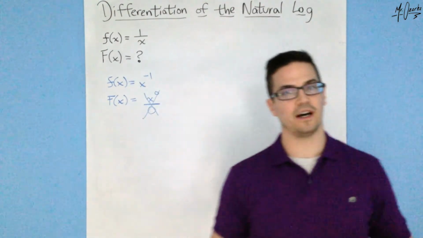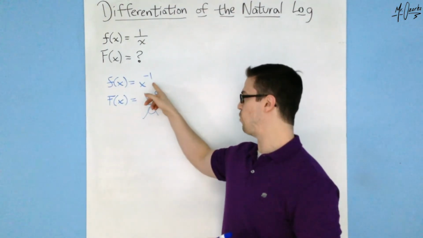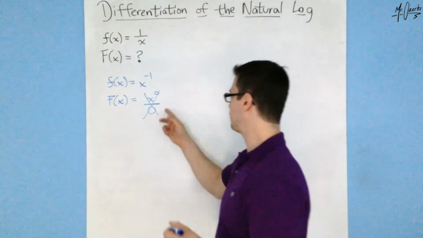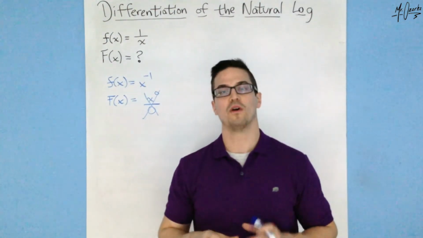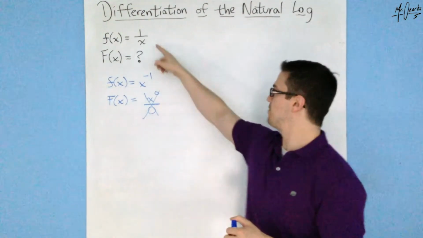So you can kind of guess where we're headed with this. If you can't find the antiderivative of this, x to the negative 1, then there's some other function that we need to be able to figure this out. And that's where the natural log function comes into play. So now we're actually going to talk about what the antiderivative is of this 1 over x.